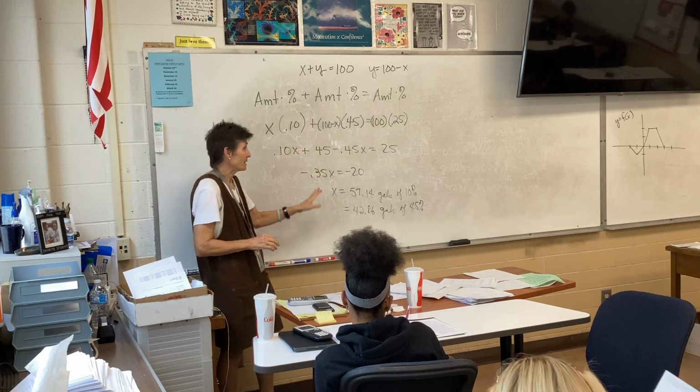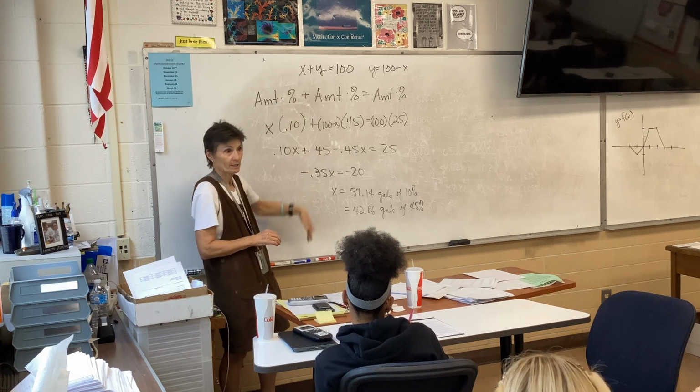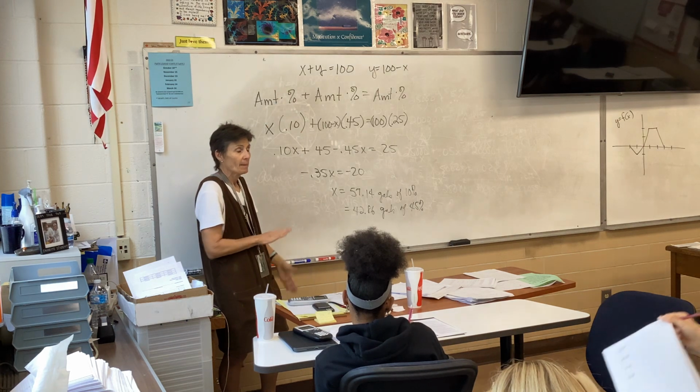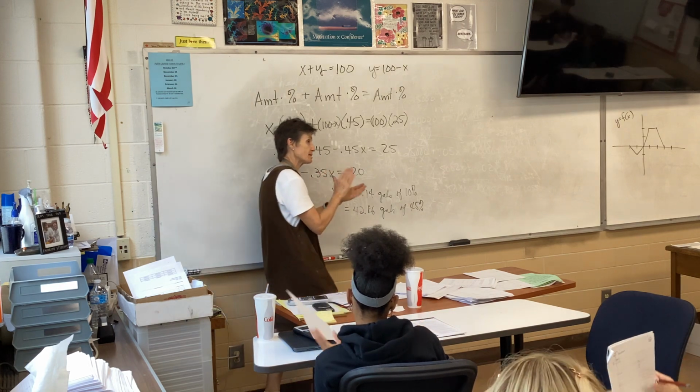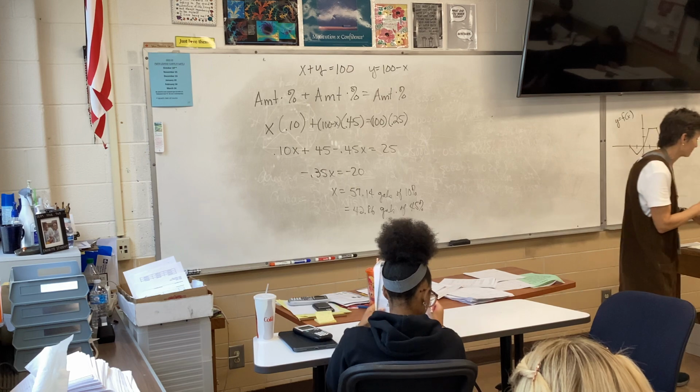Does anybody have a quick question about something going on here? Amount times percent plus amount times percent equals final amount times percent.